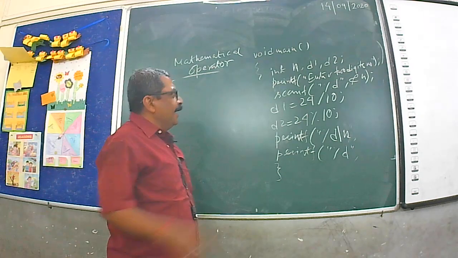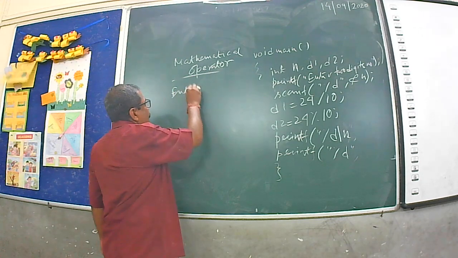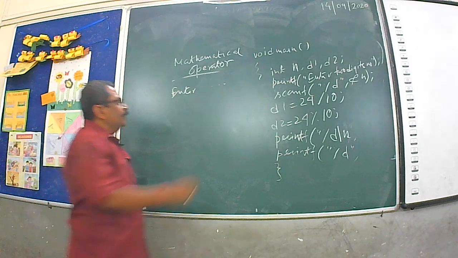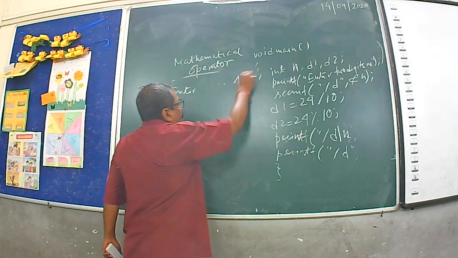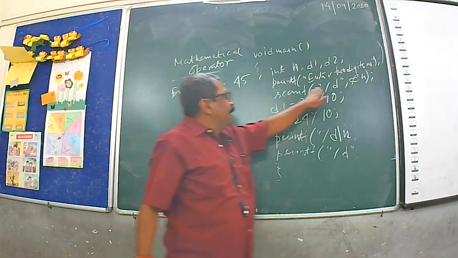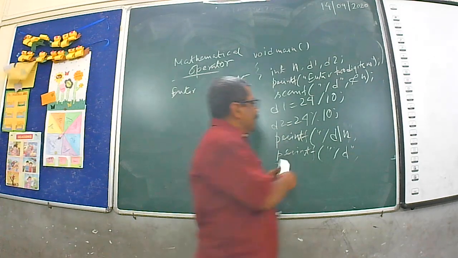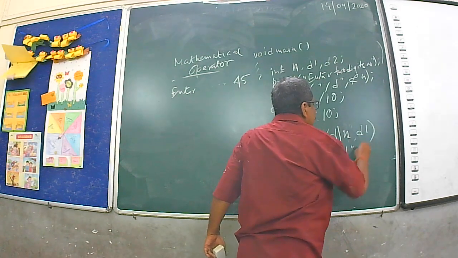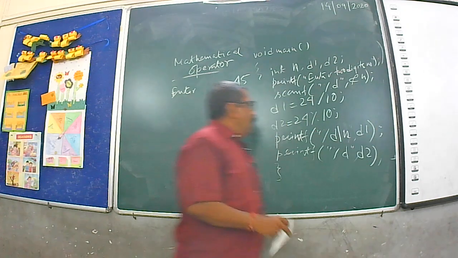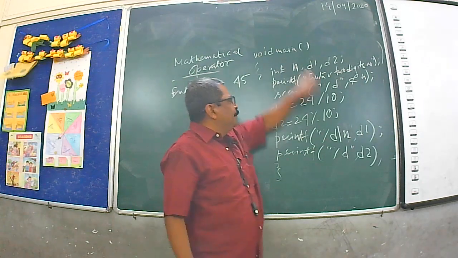If the user enters a number, the message comes: enter 2 digits number. The user entered 45. Here is the scanf("%d", &a), printf("%d\n"). You have seen %d every time. What is it for?